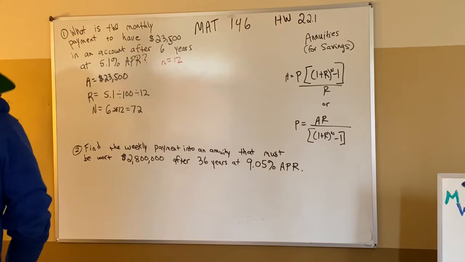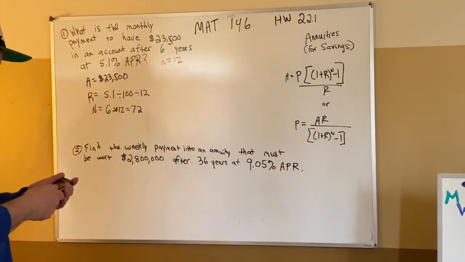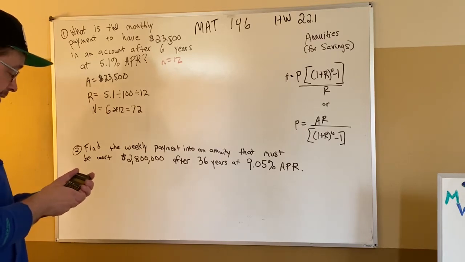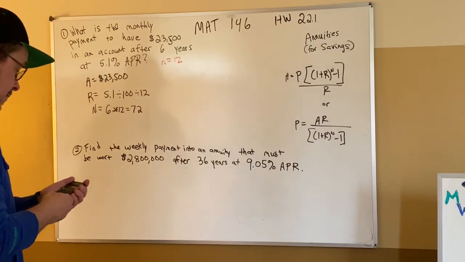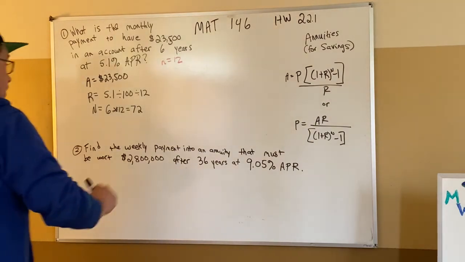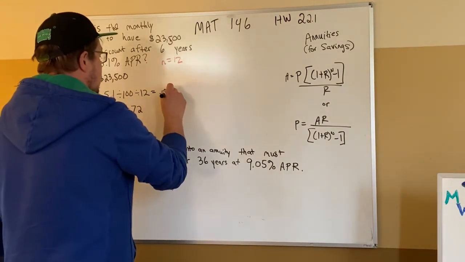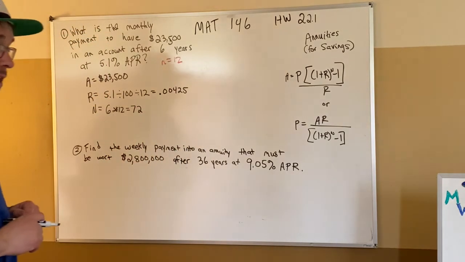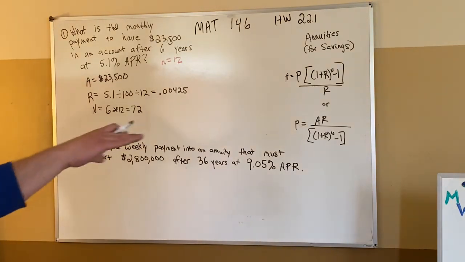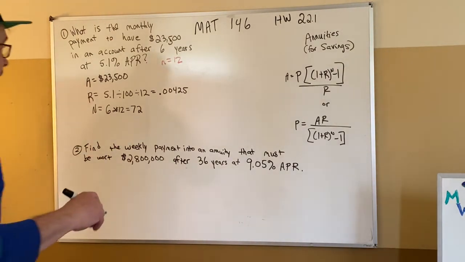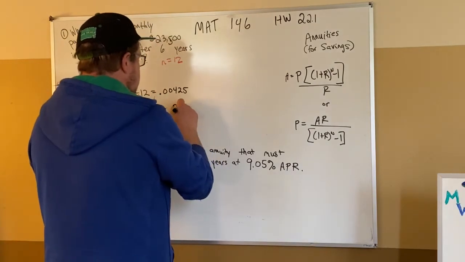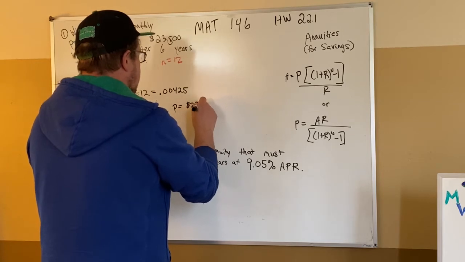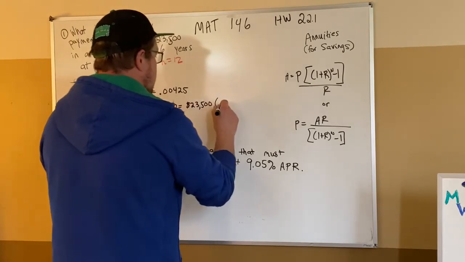Let's look at what happens when we do 5.1 divided by 100 and then divide by 12. 5.1 divided by 100 and divided by 12. 0.00425. Okay, we can work with that. 0.00425, and there was room for more digits on my display, which means that that is a perfectly completed, terminating decimal. And now what we want to do is find that P is equal to, and we want to do this stuff. A is $23,500. R is 0.00425.